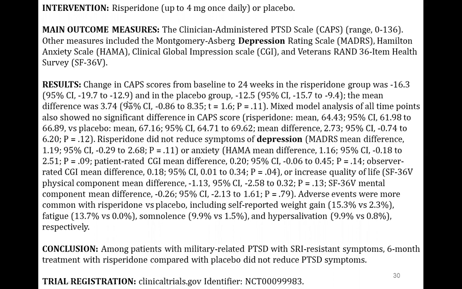And then the mean difference between the risperidone and the placebo group was 3.74, but look at my confidence interval. It includes 1.0. Yes, because it's negative 0.86 to 8.35. So that includes the number 1.0, and my p-value is equal to 0.11. So even though we see improvements in both the risperidone and the placebo group, comparing them to each other on CAPS, there is not a statistically significant difference.